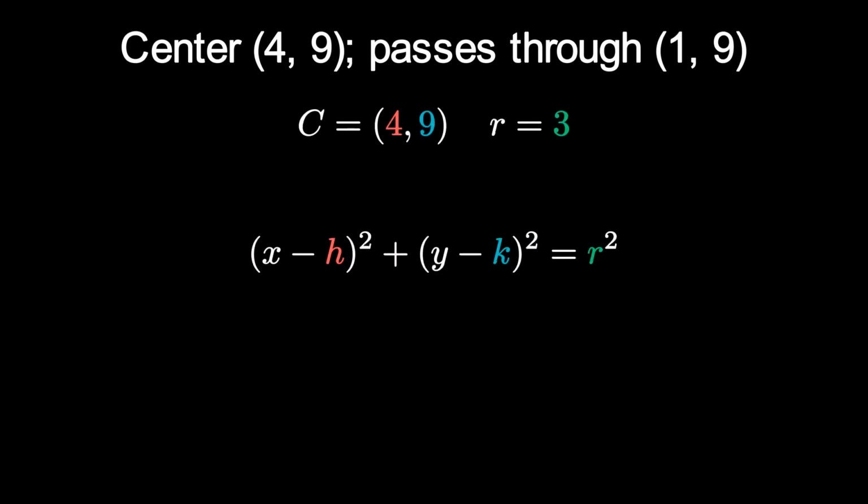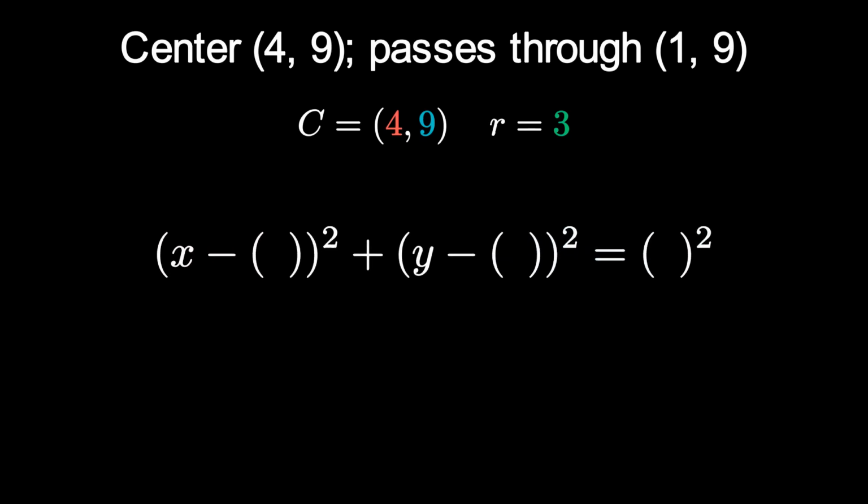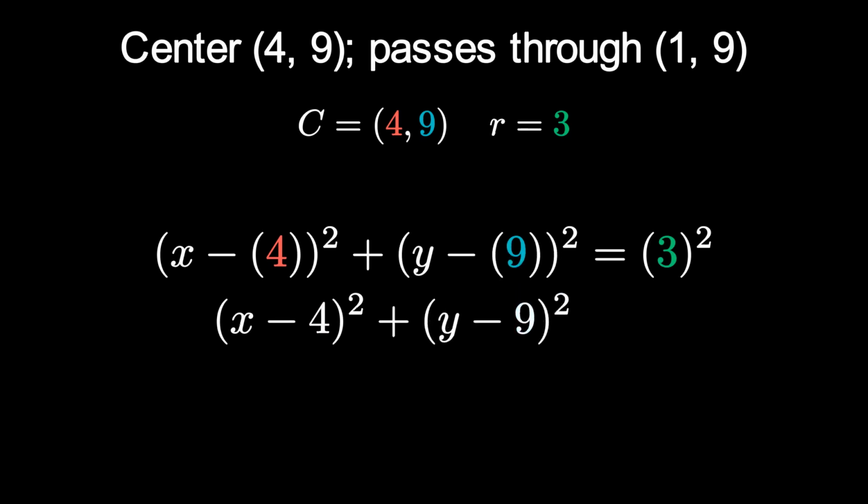So what we can do now is just plug in everything to help us construct the equation. We'll plug in our center 4, 9 into the h and k, and we'll plug in the radius 3 into our r, so it'll become (x - 4)² + (y - 9)² = 3². And when we simplify everything, 3 squared is 9. So we get our final answer being (x - 4)² + (y - 9)² = 9, and that is the equation. So let's move on to our fourth example.